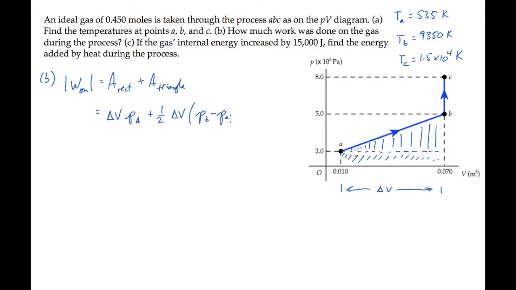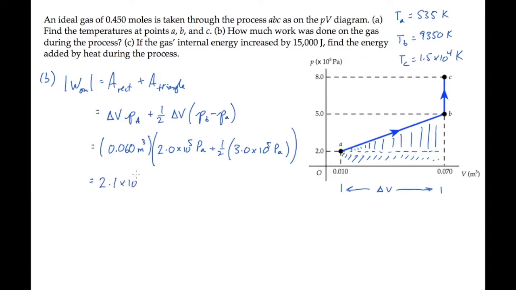And now we can substitute all the values. The change in volume is 0.060 cubic meters. The pressure at A is 2 times 10 to the 5th pascals, and the height of the triangle is 3 times 10 to the 5th pascals. That gives us a work of magnitude 2.1 times 10 to the 4th joules. The gas expands during this process, which means that the work done on the gas is negative.